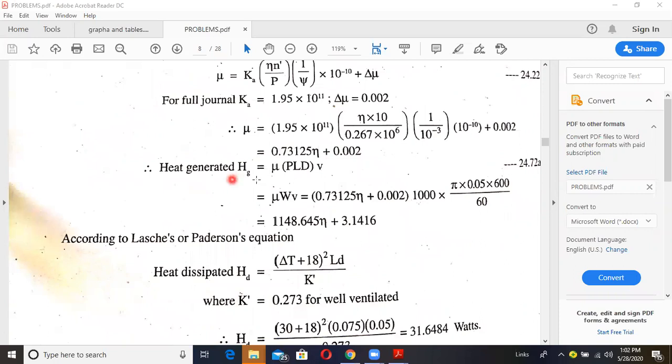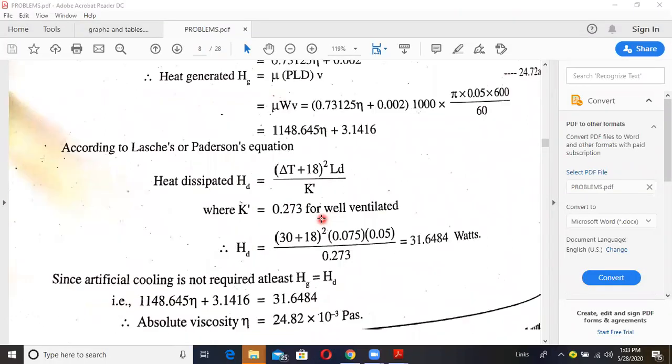Next, calculate the heat generated. The formula to calculate the heat generated, Hg, is equal to mu PLD into V, or another formula, mu capital W V. PLD is nothing but capital W. Now substitute the value of mu here: 0.13125 neta plus 0.002 into W 1000 into V, pi dn divided by 60. Again, here neta is unknown. If you simplify this one, then we will get Hg is equal to 1148.645 neta plus 3.1416. So this is the value of Hg. In each and every step, neta is unknown.